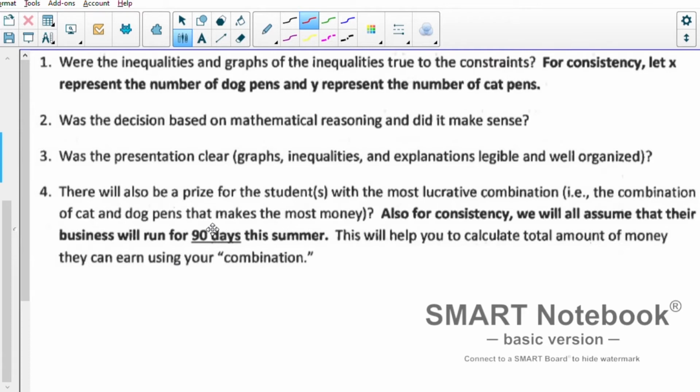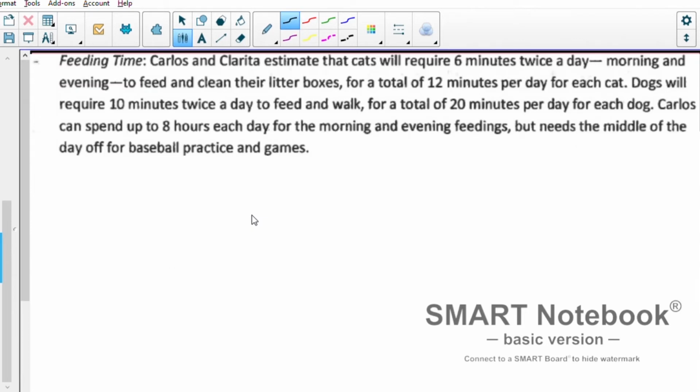So we need to be consistent altogether. The business will run for 90 days. So we're going to calculate our total profits based on that 90 days. All right, let's take a look at our feeding time constraint here on page one. We know a few different things, that we have 12 minutes for each day for each cat, 20 minutes for each day for each dog, that's how long it takes to feed them. And Carlos can spend a total of 8 hours each day doing these feedings.